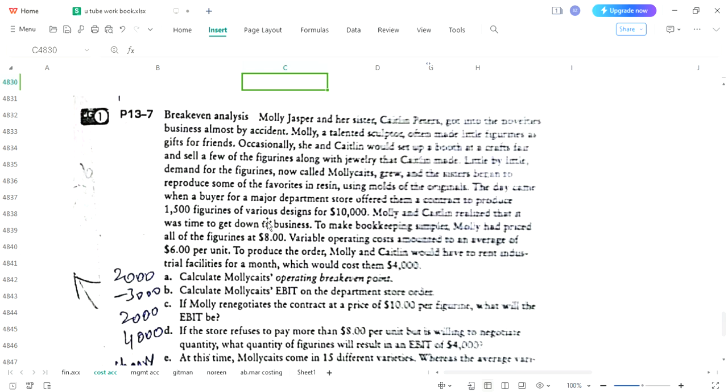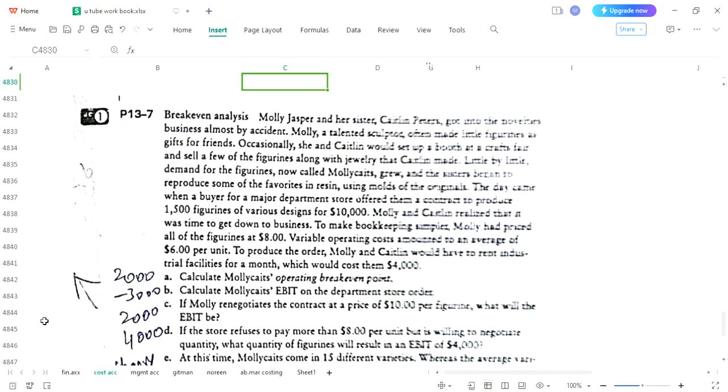There are several designs, please underline it. There are various designs, and obviously when designs are different, their cost can be different and their sale price can be different. But what they are doing is they have fixed the sale price per unit for all units of various designs. Variable operating cost on average is $6 per unit. I've told you that there are various designs. When designs are different, cost can be different. That is why the word average is used for variable cost.